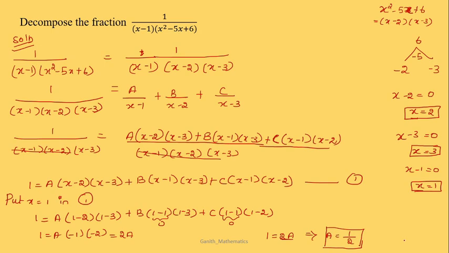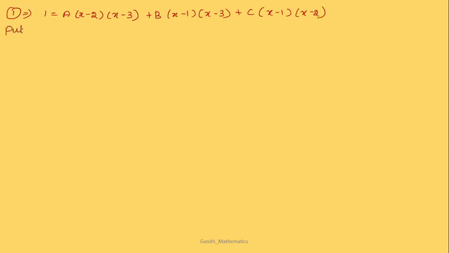Next we are going to substitute in the same equation. So our equation 1 is 1 is equal to a into x minus 2 into x minus 3 plus b into x minus 1 into x minus 3 plus c into x minus 1 into x minus 2. Now I am going to put x is equal to 2 in equation 1. So this is my equation 1. So left hand side 1 will be as it is.